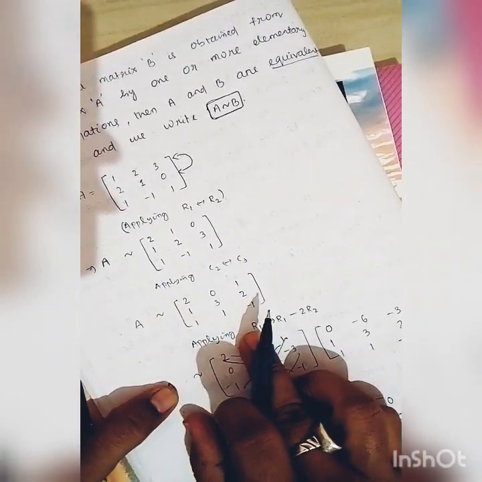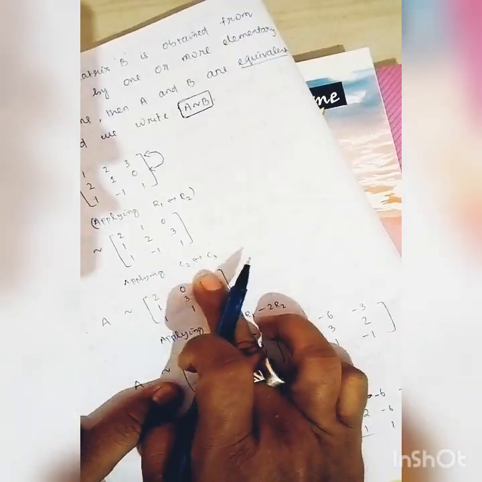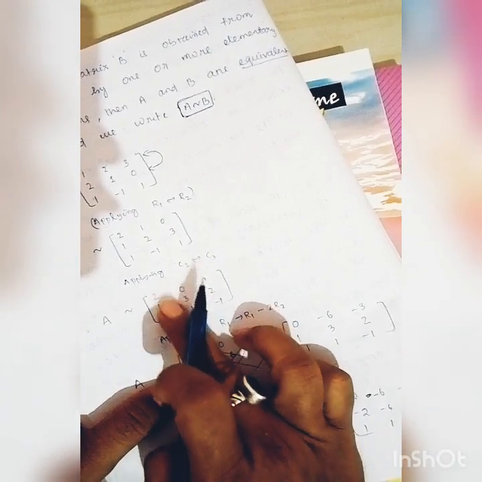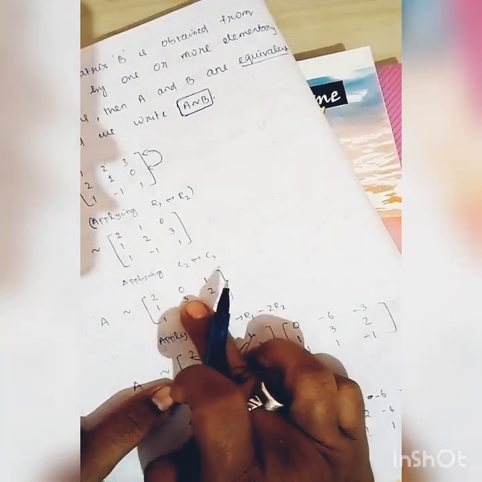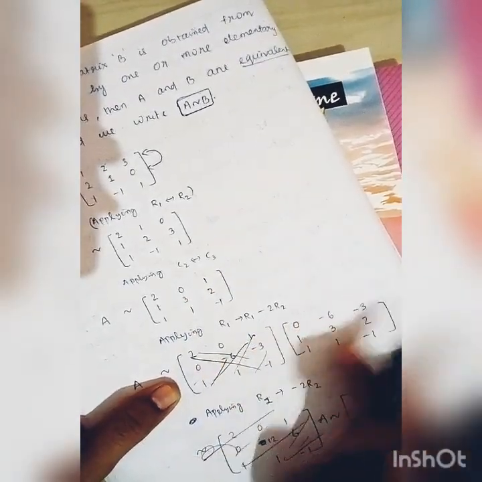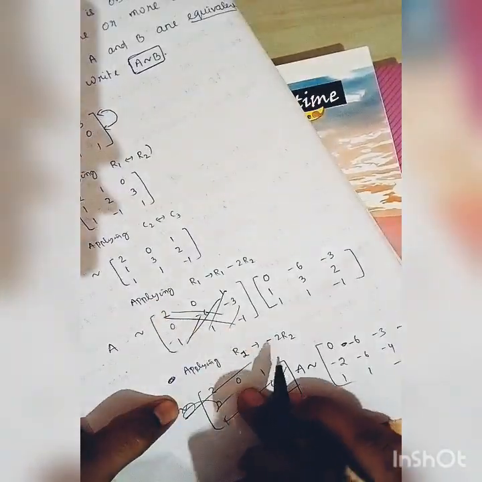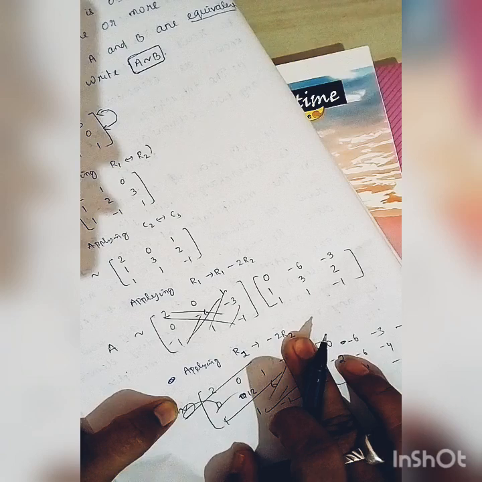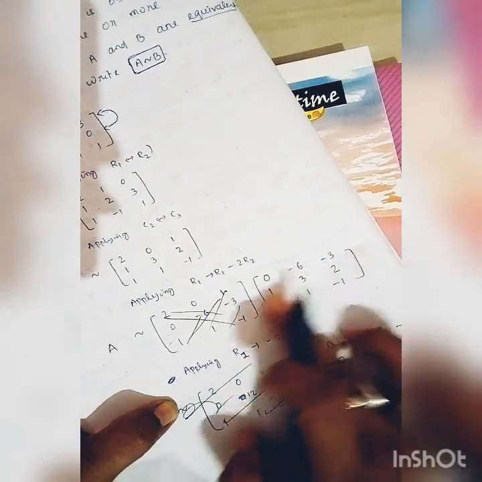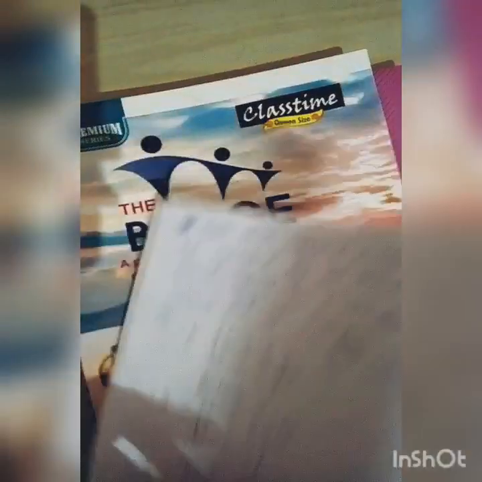Again, applying R1 followed by R1 minus 2 R2, that is, row 1 is followed by row 1 minus 2 into row 2. That is 2 minus 2, it is 0. 0 minus 6, it is minus 6. 1 minus 4, minus 3. Again 1, 3, 2, 1, 1, minus 1. Again this matrix obtained is also equivalent to the matrix A. Again by applying R2 followed by minus 2 R2, that is, you have to multiply minus 2 on row 2. That is minus 2, minus 6, minus 4. So obviously this matrix obtained is equivalent to the matrix A.